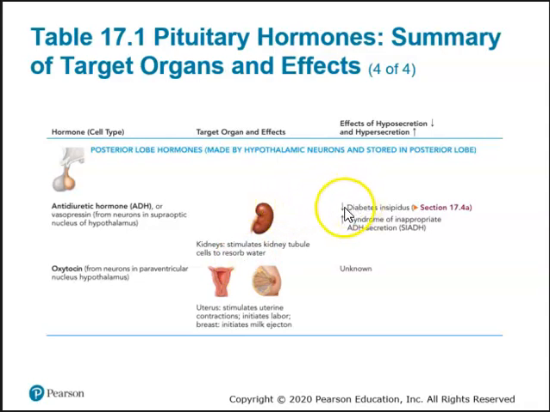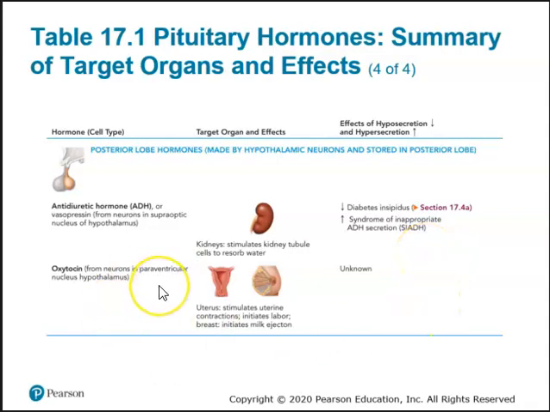A decrease in ADH causes a condition known as diabetes insipidus, which mimics the symptoms of diabetes, but is more due to a decrease in ADH. Increase of ADH is a syndrome of inappropriate ADH secretion, or SIADH. And those are the symptoms or the conditions that happen if you have a hypo or hypersecretion of ADH.